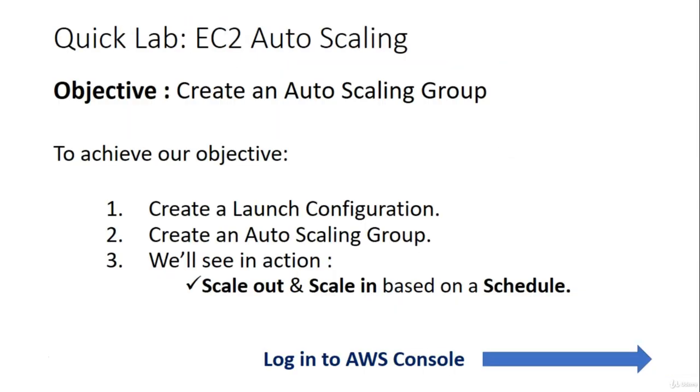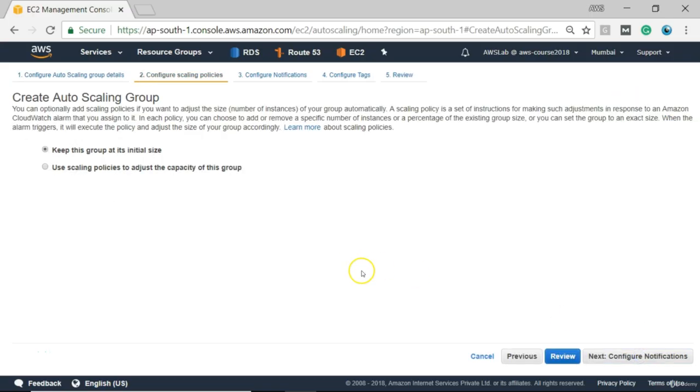So here, just to get an understanding of what we have spoken till now, we will go for a quick lab. The objective of this lab is to create an auto scaling group, and to achieve our objective, first we will create a launch configuration, and then we will create an auto scaling group, and then we will see in action scale out and scale in based on a schedule. So let us log into the AWS console, create auto scaling group, keep this group at its initial size. That's fine with us for this demo.